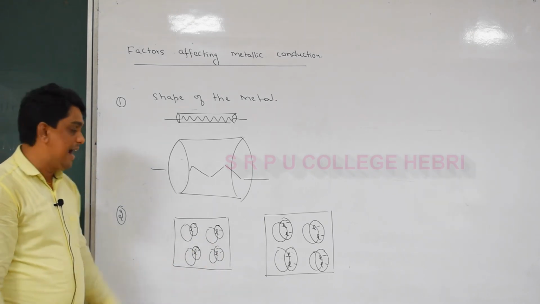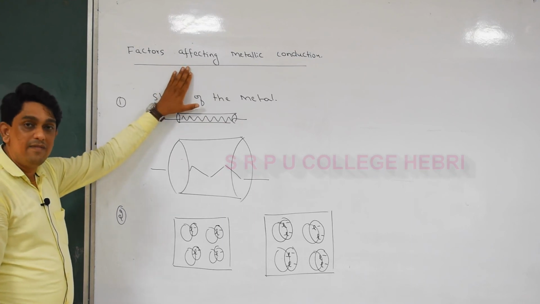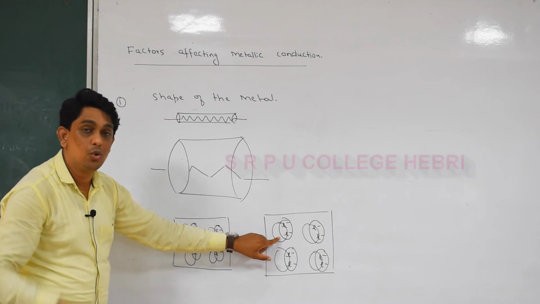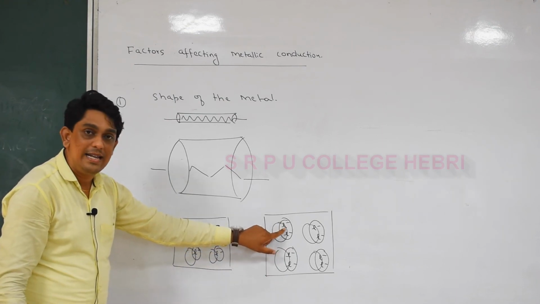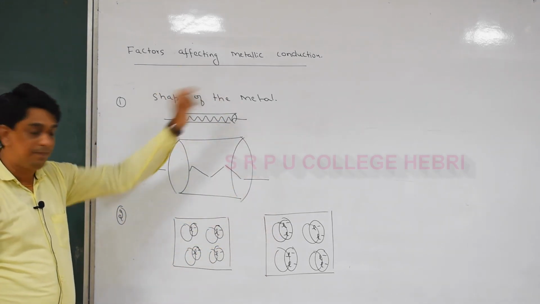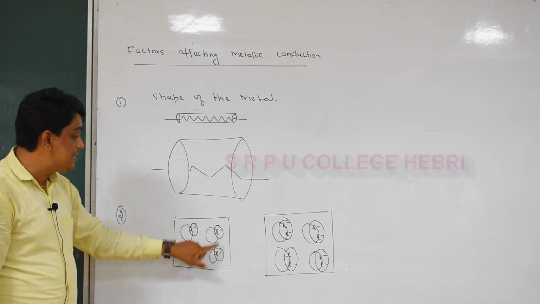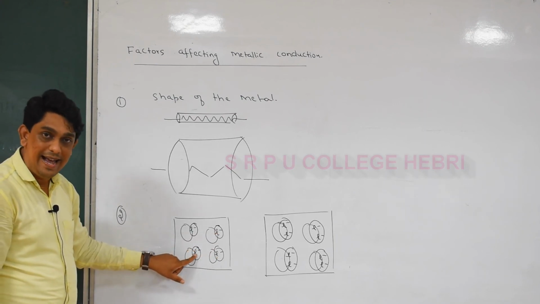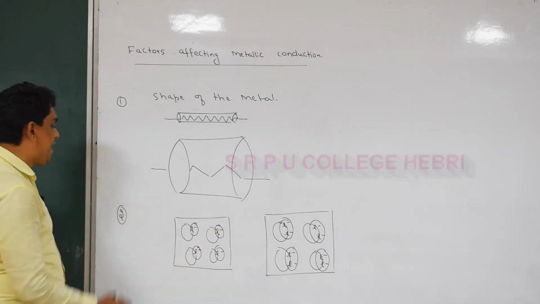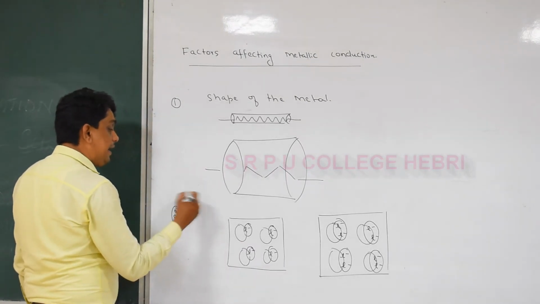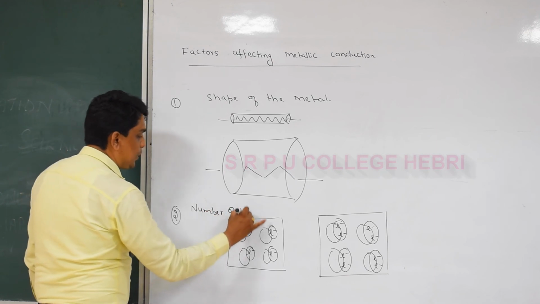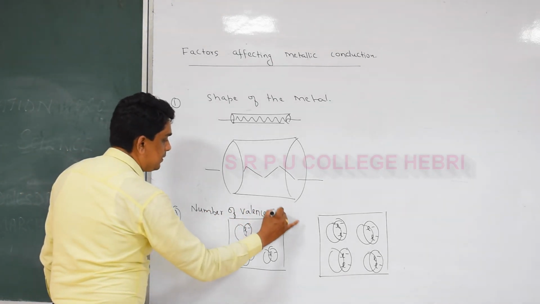So we are saying that metallic conduction also depends upon the number of valence electrons per atom. If the number of valence electrons per atom is more, electronic conduction is more, metallic conduction is more. If it is less, electronic conduction is less, metallic conduction is less. So the second factor we are writing here: it also depends upon the number of valence electrons per atom.